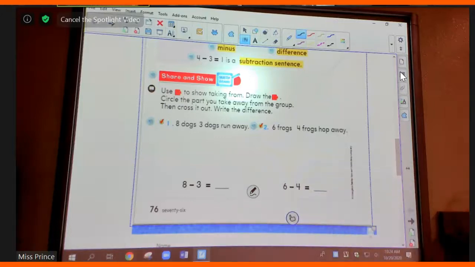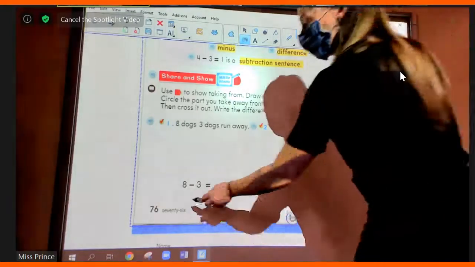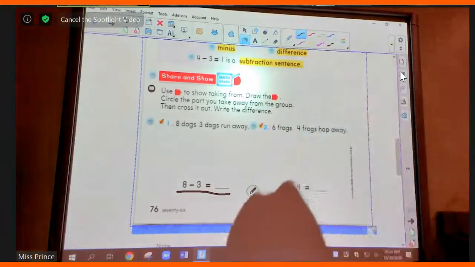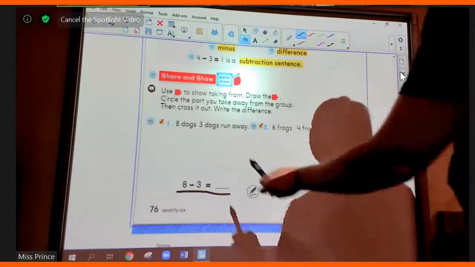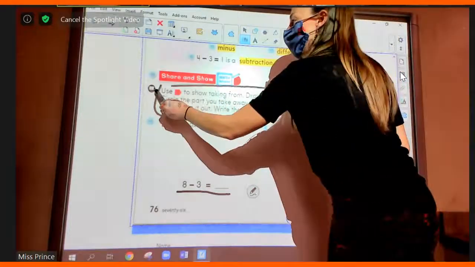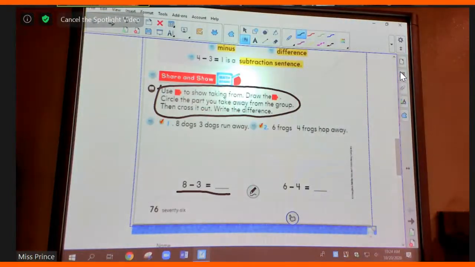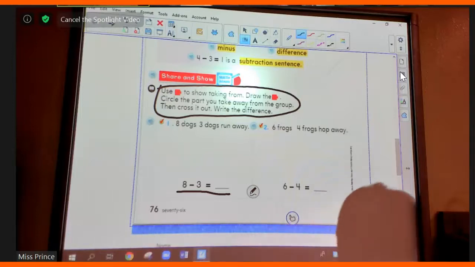Okay, this is for my friends at home. I'm going to be calling on a student. Kieran, will you please read me this equation? This one right here. Yep, Kieran, do you want to read this? Yeah. Okay, go for it. That would be awesome. Use connecting cubes to show taking from. Draw the cubes. Circle the part you take away from the group. Then cross it out. Write the difference. Wow, Kieran. That was amazing reading. I am so proud of you. Thank you for reading that.